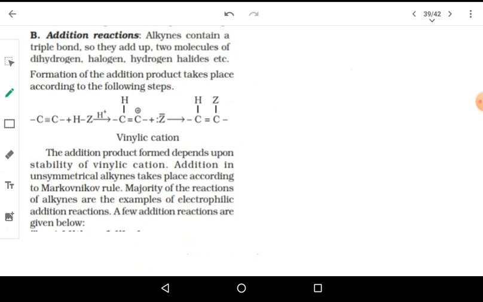Now let us move on to the addition reaction. Again, the same mechanism is followed over here. We have Markovnikov's rule applicable in the case of alkynes as well.